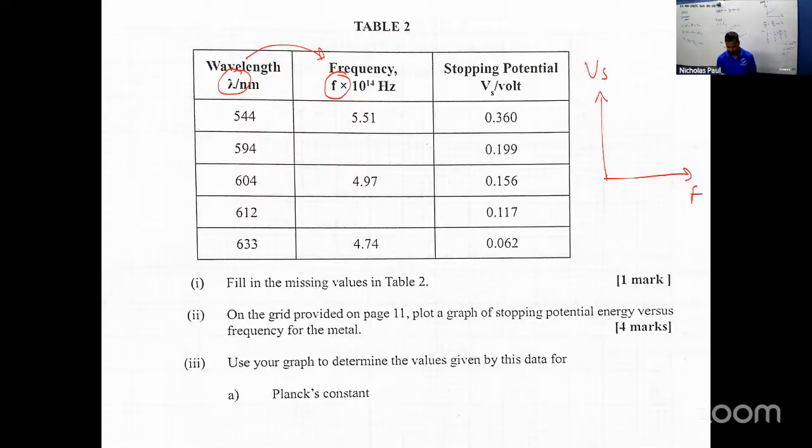F is equal to... Yes. You're using the formula V is equal to F lambda, right? And V is the speed of light. So you're using F is equal to C on lambda. Right? Do that please. Find all the values and plot, but linearize the plot.